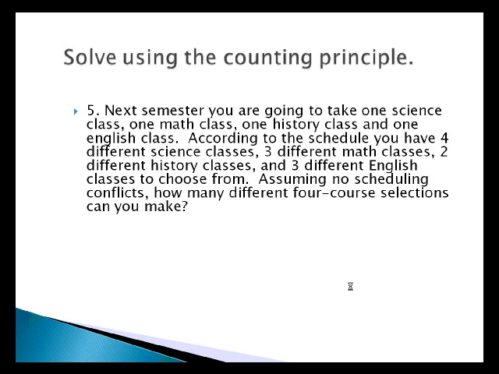Okay. Next semester, you're going to take 1 science class, 1 math class, 1 history class, and 1 English class. According to the schedule, you have 4 different science classes, 3 different math classes, 2 different history classes, and 3 different English classes to choose from. Assuming there's no scheduling conflicts, all of these can mix and match any way we want them to, would you please take a second and find out how many different 4-course selections you can make? Take a second, write it down, fill it out.